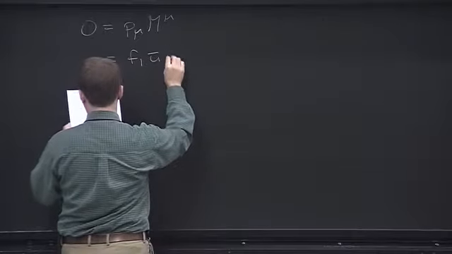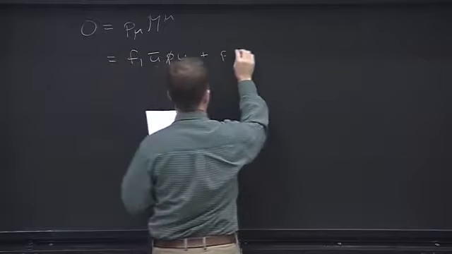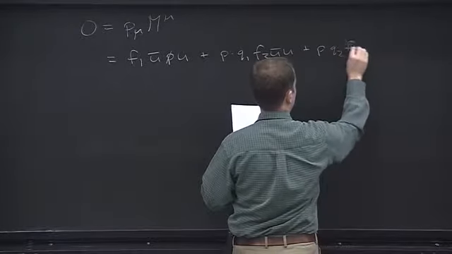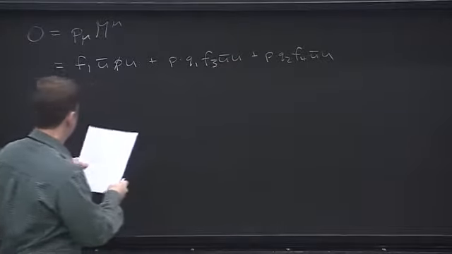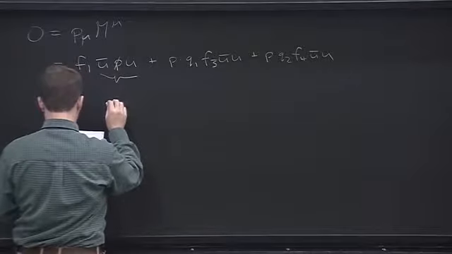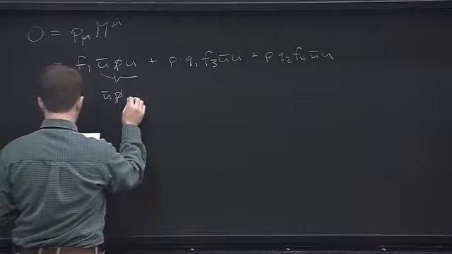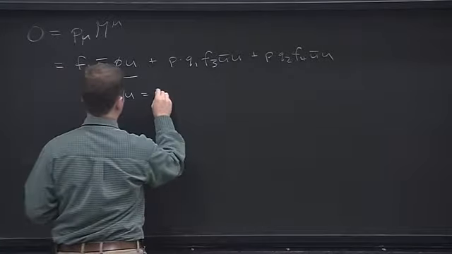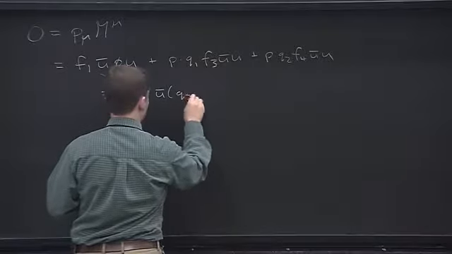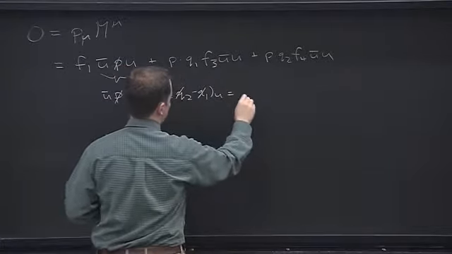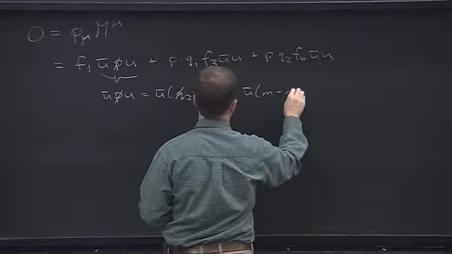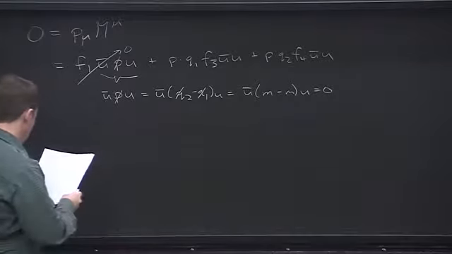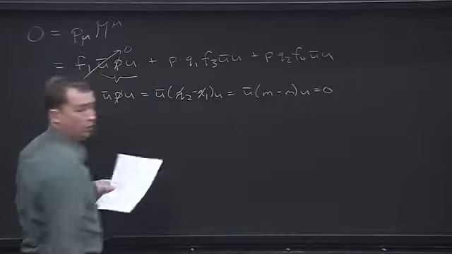F1 u-bar P-slash u plus P dot Q1 F3 u-bar u plus P dot Q2 F4 u-bar u. And this term we can simplify using the Dirac equation. So u-bar P-slash u is, by momentum conservation, u-bar (Q2-slash minus Q1-slash) u, which by our Dirac equation is u-bar (M minus M) u, which is 0. So this term is 0. And that tells us then that these two terms are equal and opposite.